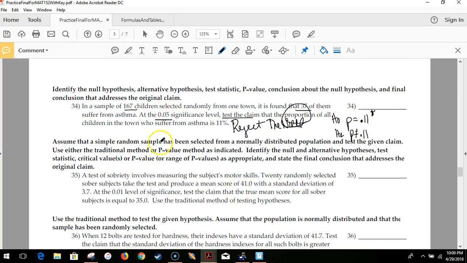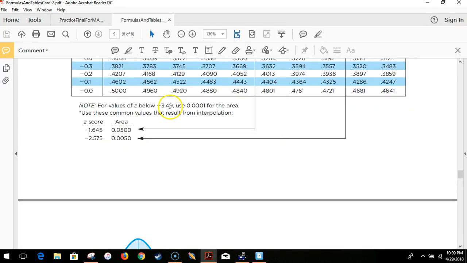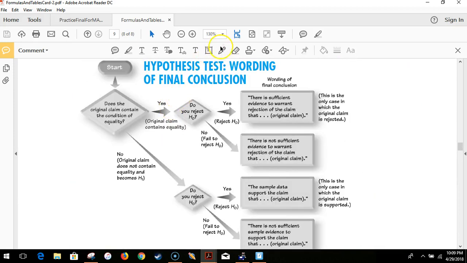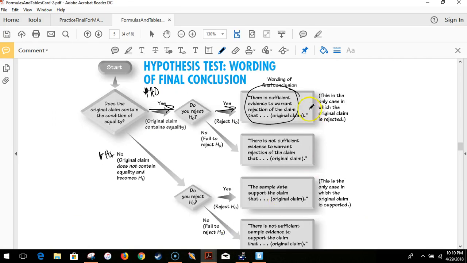My claim was my null, so I need to go to this chart. If your claim is your null, so you've starred H naught, then you go this way. If you've starred H sub 1, then you go this way. So did the original claim contain the equality? Yes. Did I reject it? Yes. There is sufficient evidence to warrant the rejection of the claim, and that is the answer choice that you're going to have to pick. All of this other stuff is not going to be in the question. You're going to have to pick only the magic sentence to get credit.